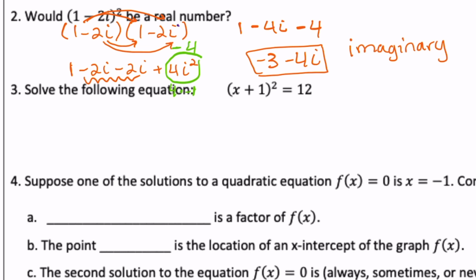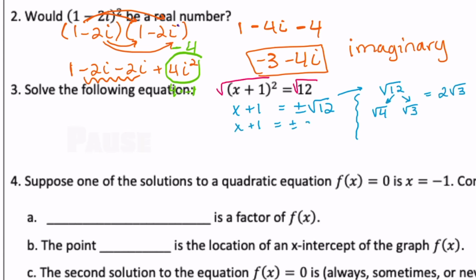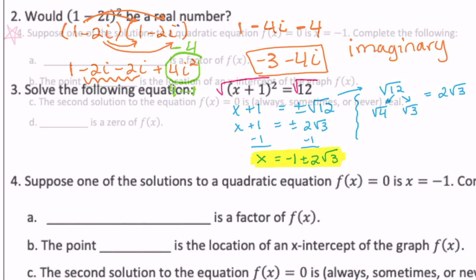For number 3, (x plus 1) squared equals 12. This is an equation where we need to solve for x. I think you can do this one. Take a moment to try. I got x equals -1 plus or minus 2 root 3.